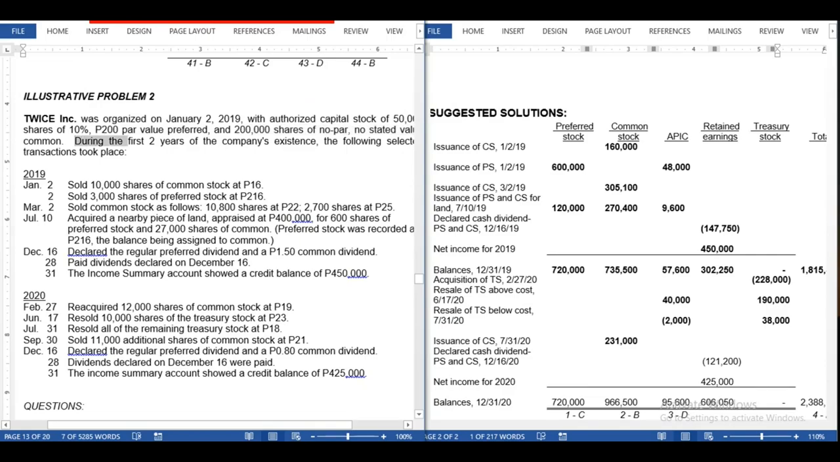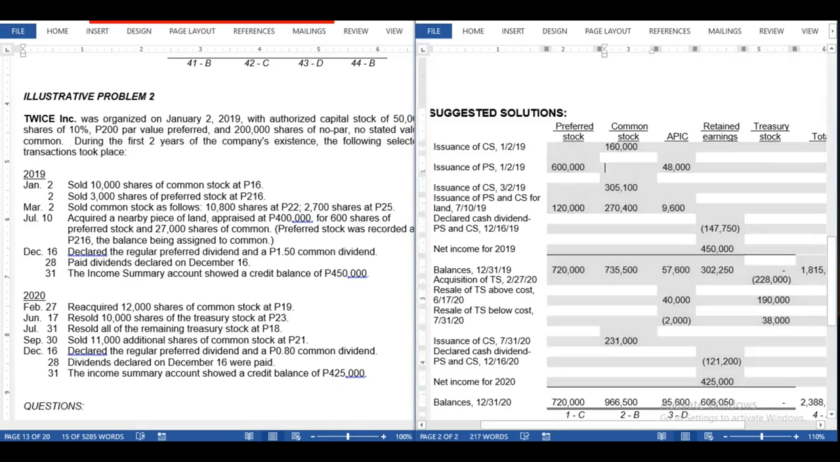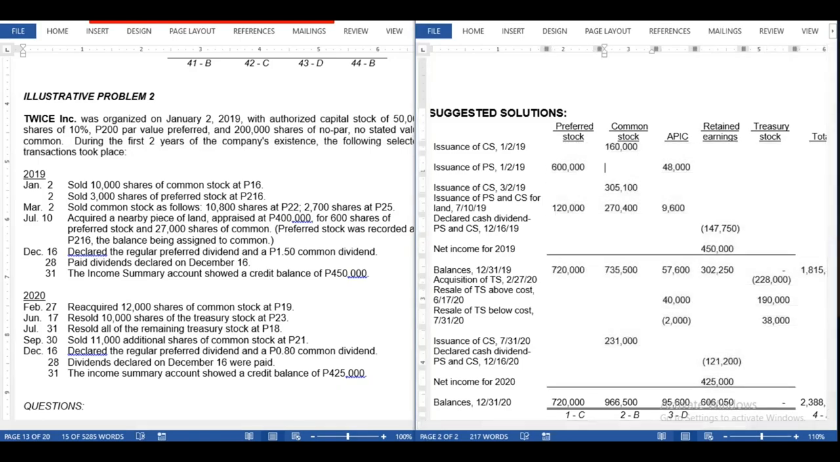Okay, so, during the first 2 years of the company's existence, the following selected transactions took place. So, first one is 2019. So, wala siyang beginning. Right? Kasi nga, this is the first year pa lang niya, 2019. So, first one is sold 10,000 shares common stock at 16. So, 10,000 times 16 lang po kasi walang par value, entirely that is charged to common stock.